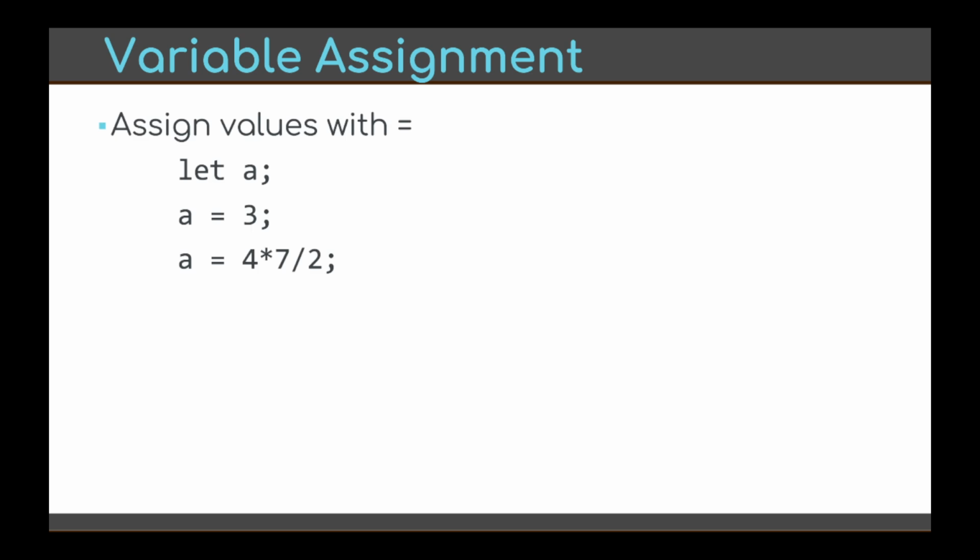So variable assignment. You assign values with the equal sign. So we make a variable a, and we assign a value of 3 to it. You could also assign it to be the value that's the result from an expression, such as an arithmetic expression. 4 times 7 divided by 2, which is... I'm making you do simple arithmetic. No!